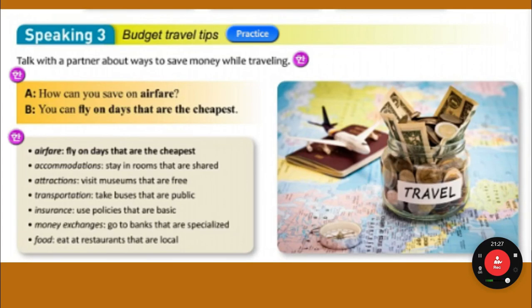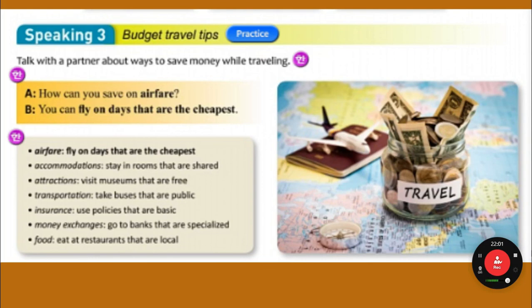Budget travel tips. When you travel, you want to go as cheaply as possible. You want to save money on airfare. Now I'm going to go through and talk about what these words mean in the tan box. Airfare is how much money you spend on a plane. Accommodations are your hotel or hostel room. Hostel is a very cheap hotel. You share a room with other guests.